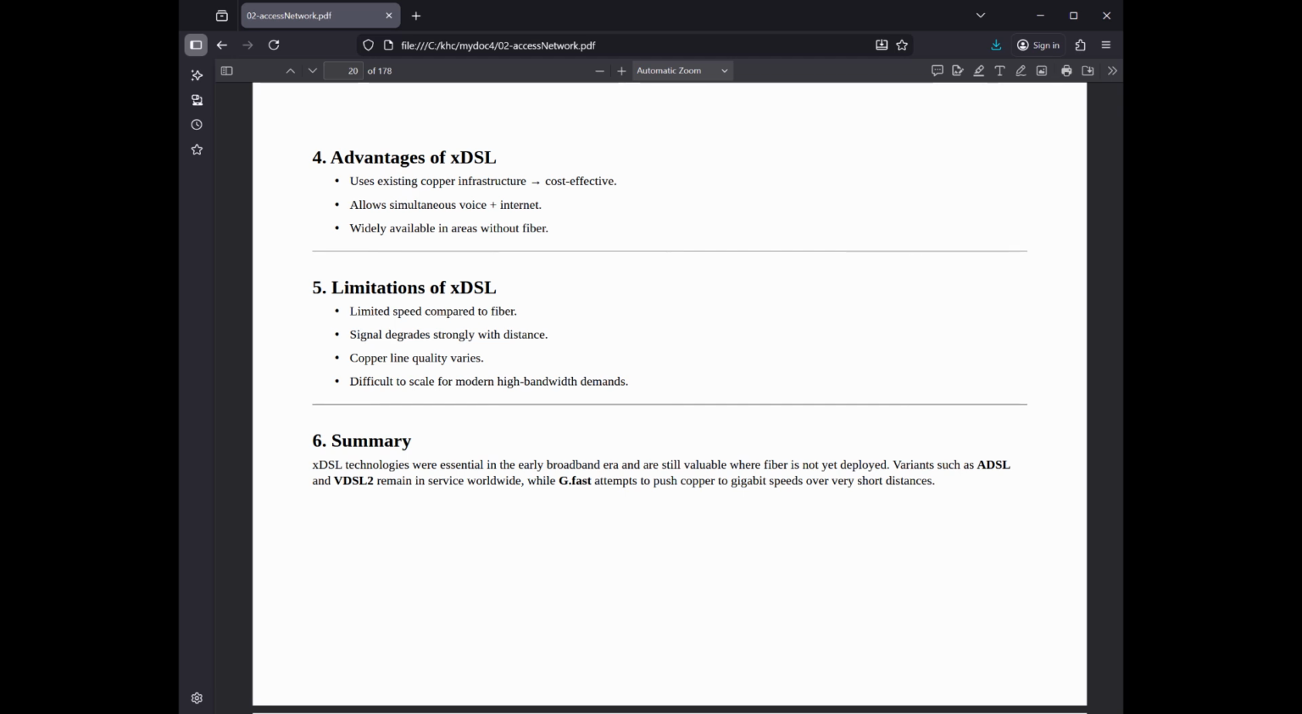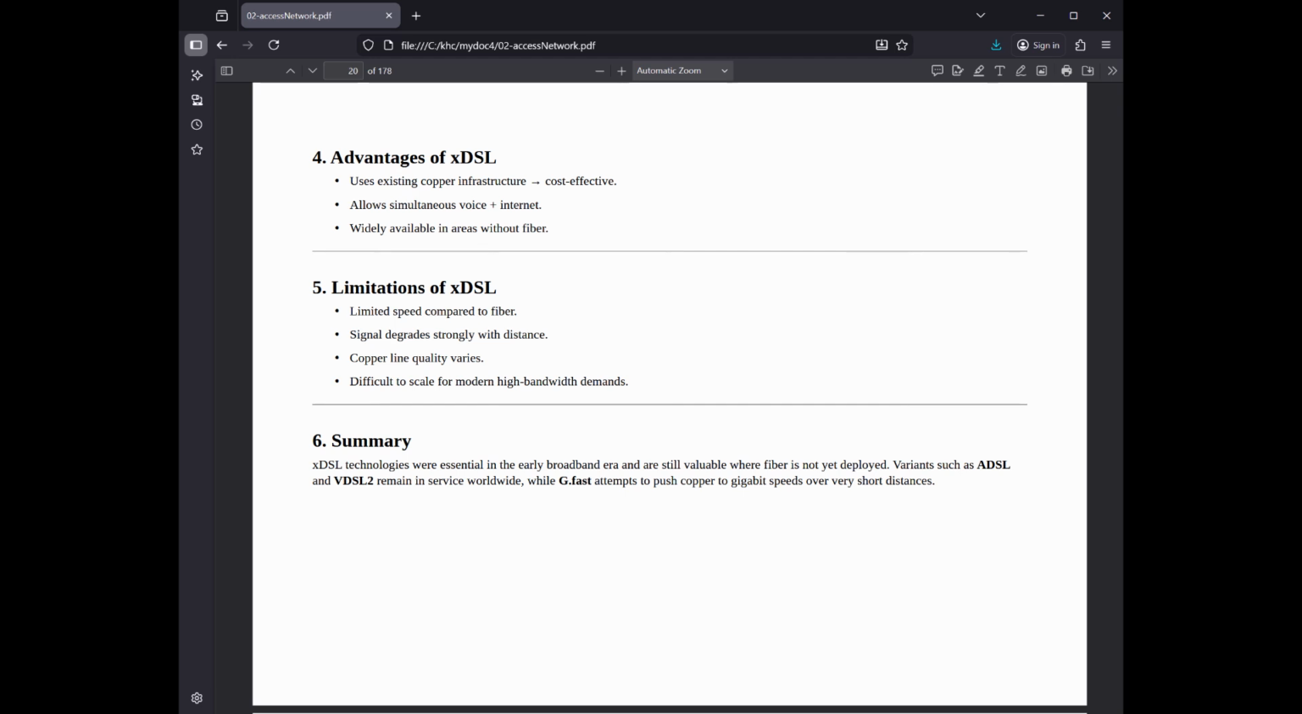Distance and speed in DSL. In DSL technology, the relationship between distance and speed is an inverse one. As the physical distance between your home, the modem, and the service provider's equipment, the DSLAM, increases, the maximum possible internet speed decreases. This is the primary reason why two houses on the same street might have vastly different internet speeds.